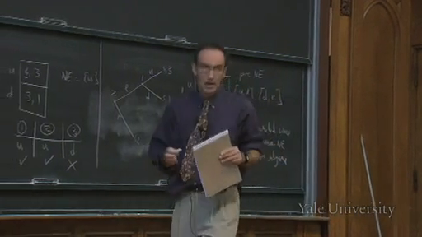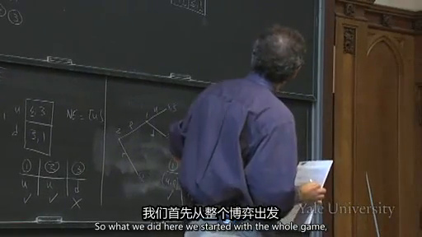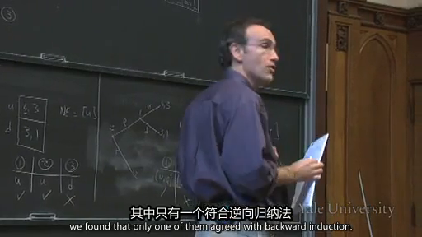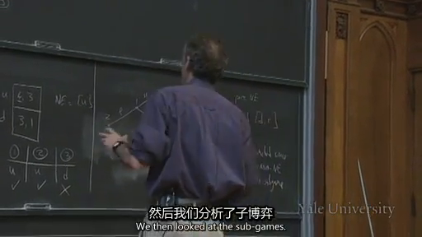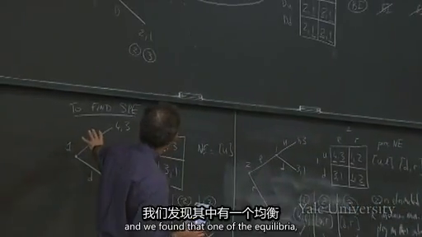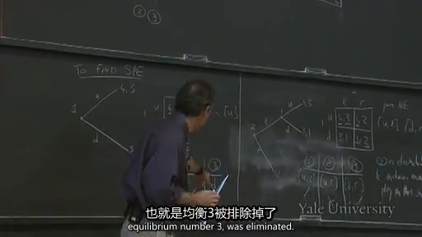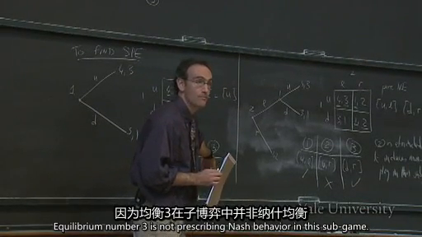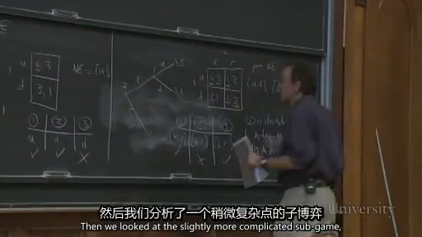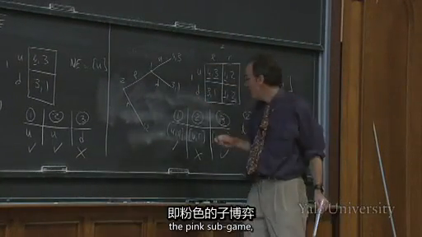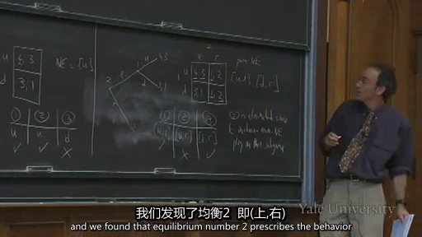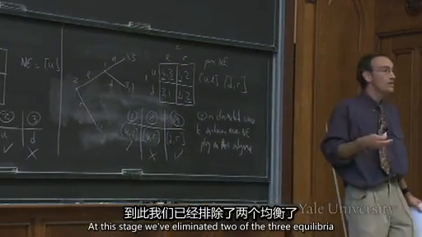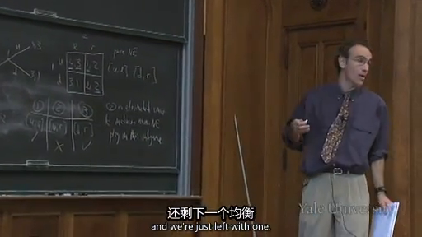All right? And now we're done. We know about the whole game. So what we did here, we started with the whole game. We found there were 3 Nash equilibria. We found that only one of them agreed with backward induction. We then looked at the subgames. We first of all looked at that blue subgame, and we found that one of the equilibria, equilibrium number 3, was eliminated. Equilibrium number 3 is not prescribing Nash behavior in this subgame. Right? Then we looked at the slightly more complicated subgame, the pink subgame, and we found that equilibrium number 2 prescribes the behavior up-right, which is not Nash in this subgame. Right? At this stage, we've eliminated 2 of the 3 equilibria, and we're just left with 1.